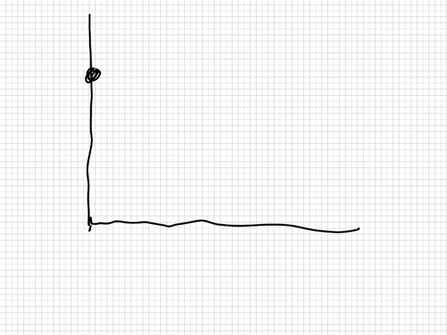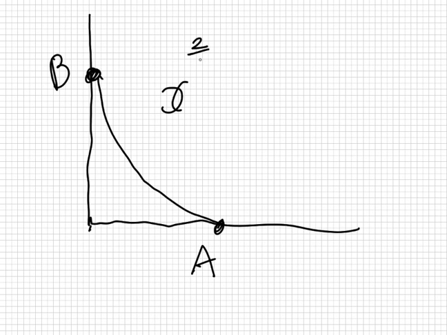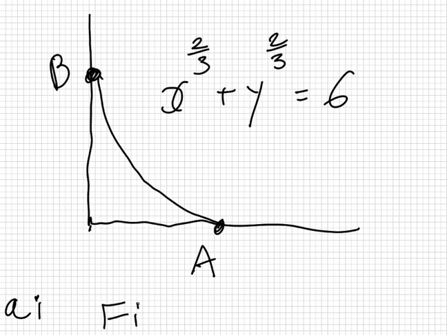Now, number 6. Again, number 6 is for everybody. I'll give you the question. You have this graph that goes from B here down to A here, and the equation of this graph is x to the power of 2 over 3 plus y to the power of 2 over 3 equals 6. So the first question is to find A.